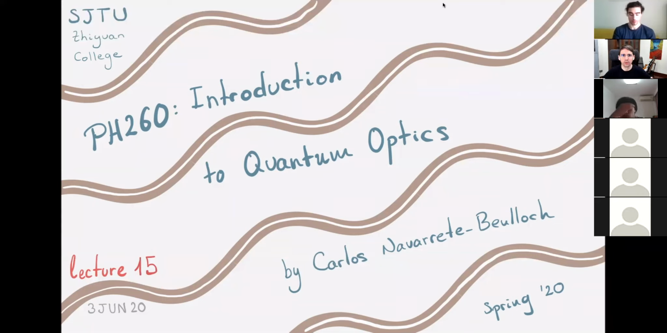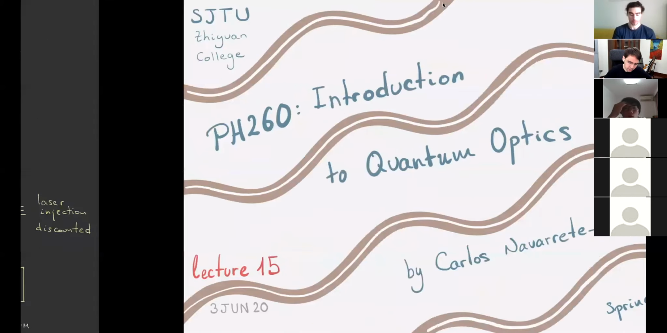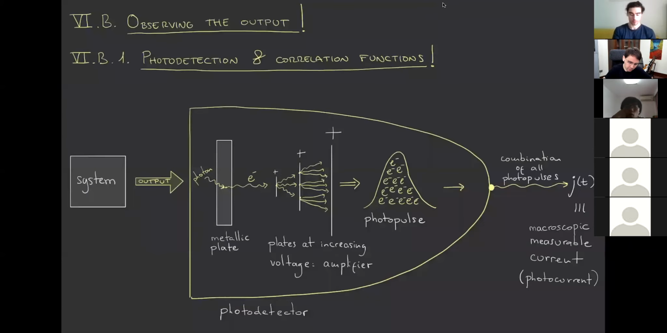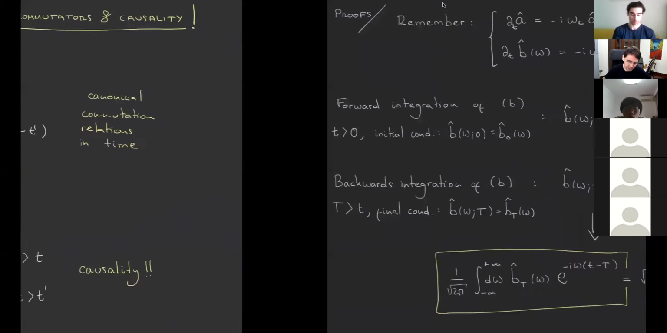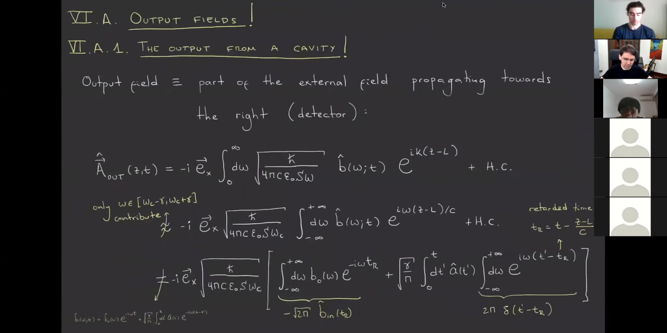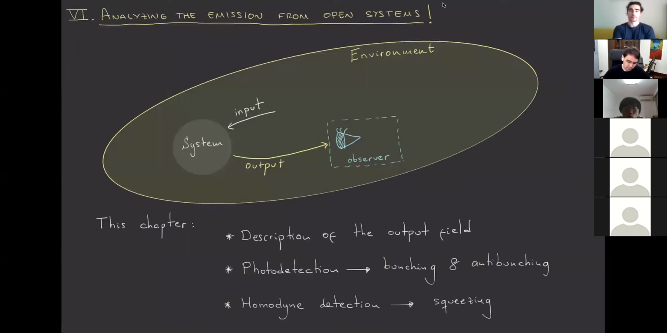So let me review a little bit where we were. Maybe you remember that after spending a long time studying the description of a system that is not closed but open, interacting with an environment, in this chapter we were studying how we analyze the radiation that is coming out of the system into the environment, where the observer is tracking this field that comes out, what we call the output field.